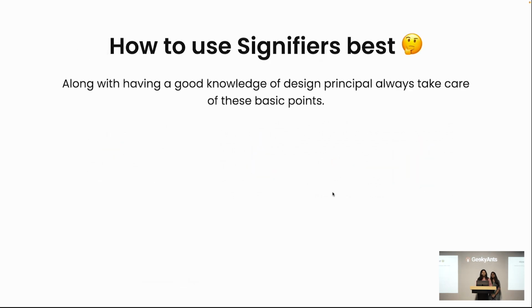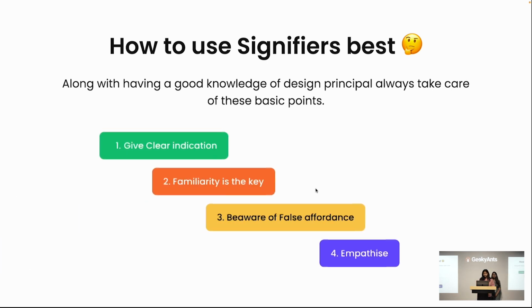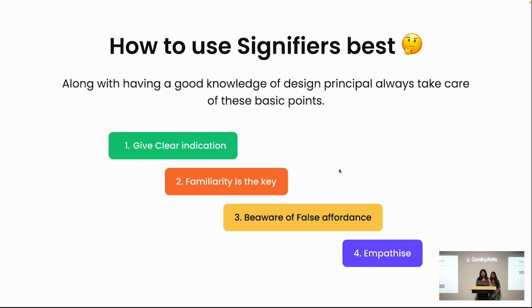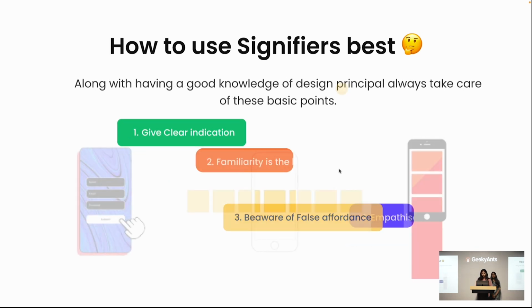So how to use the signifier best? Along with having a good knowledge of the design principles, always take care of these basic points. Always give clear indication. Familiarity is the key. Be aware of the false affordance and empathize with your user.